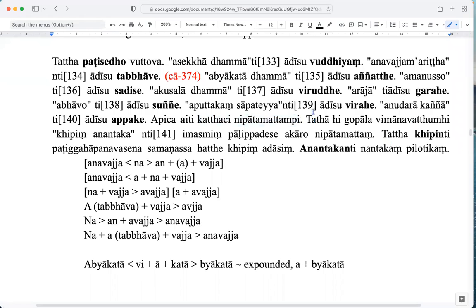The other things will still remain. Okay, now it is already one and a half hours. Let's stop here. Thank you, Sayadaw. Sadhu, sadhu, sadhu. Thank you so much, Sayadaw. Welcome. See you, Sayadaw. Okay, see you then.